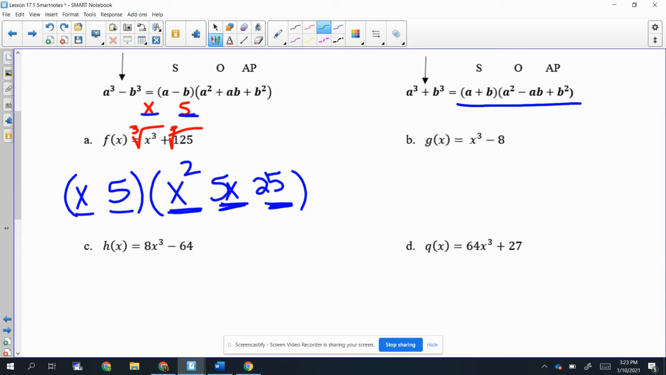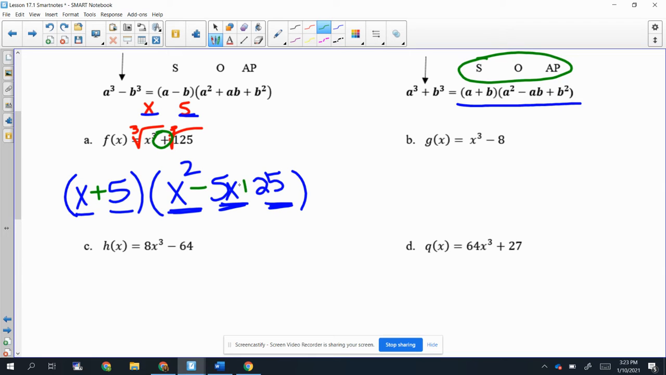Okay. Then to figure out our signs, we're going to use SOAP. So it was originally a plus sign. So we're going to do same in this first spot. So the same would be a plus sign. Opposite, so that would be a minus.